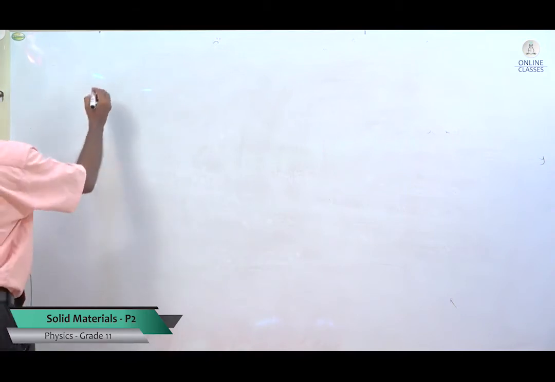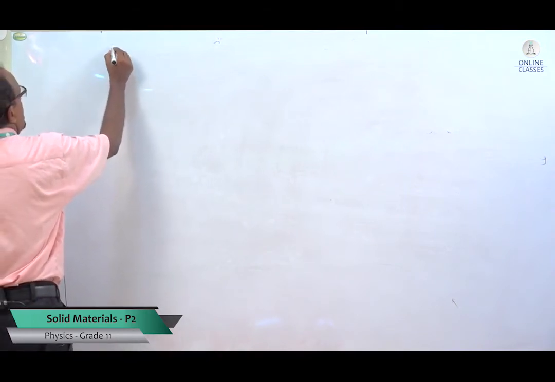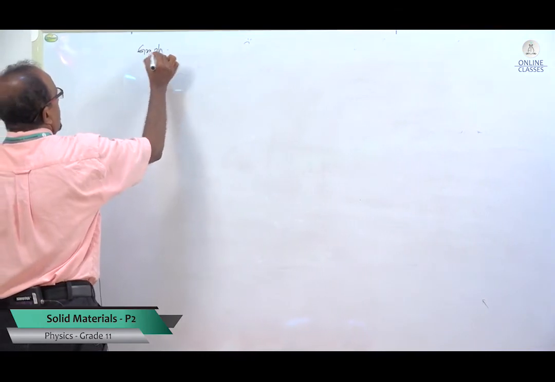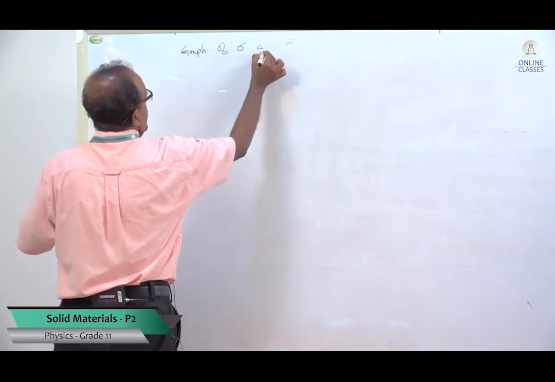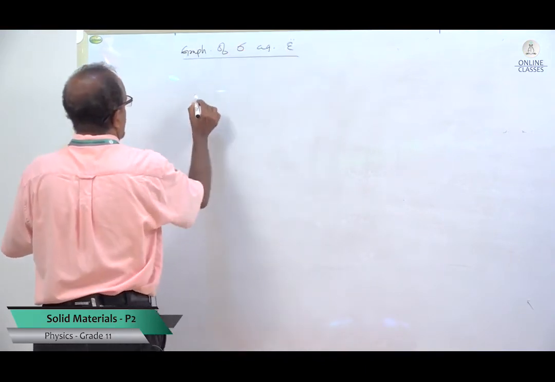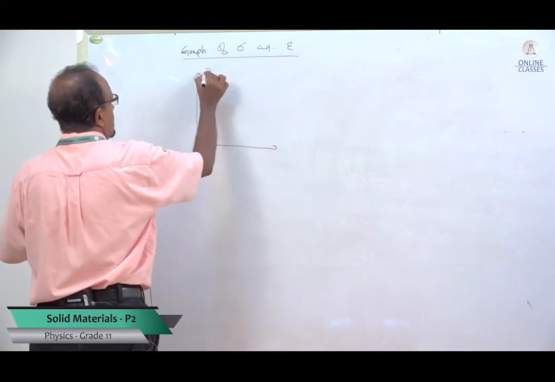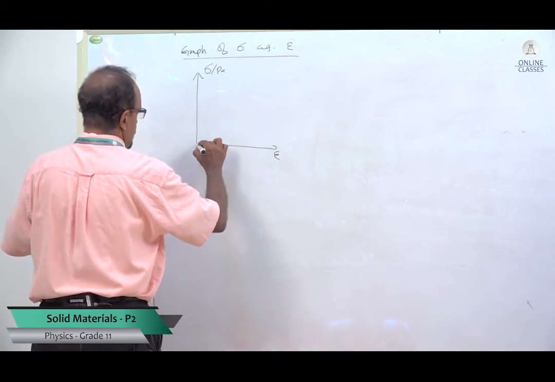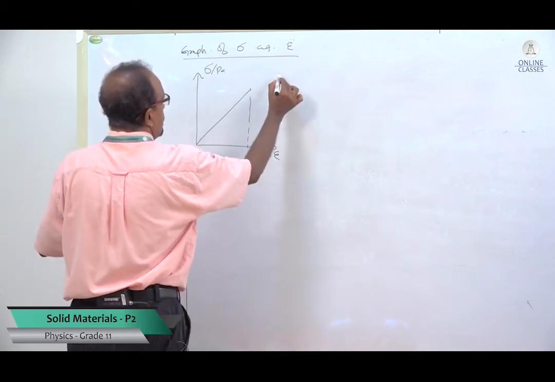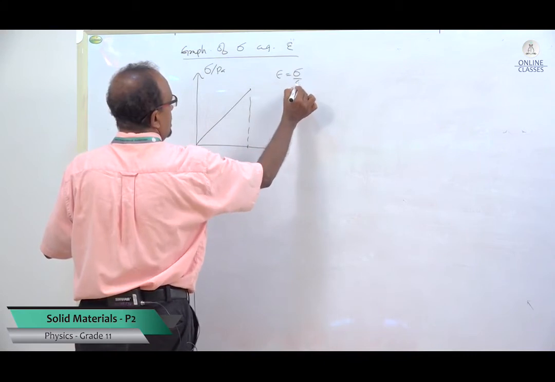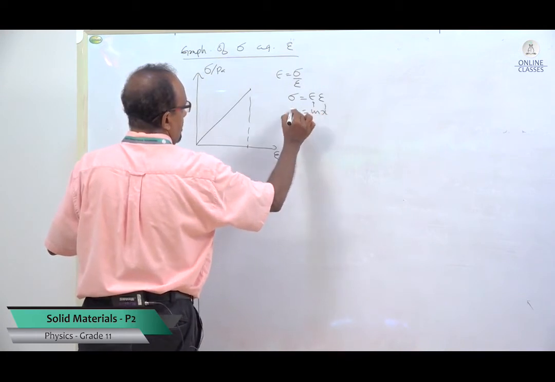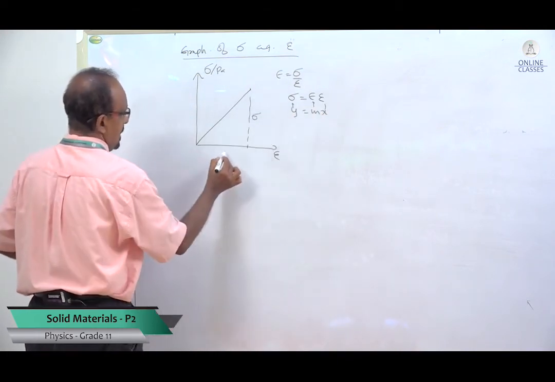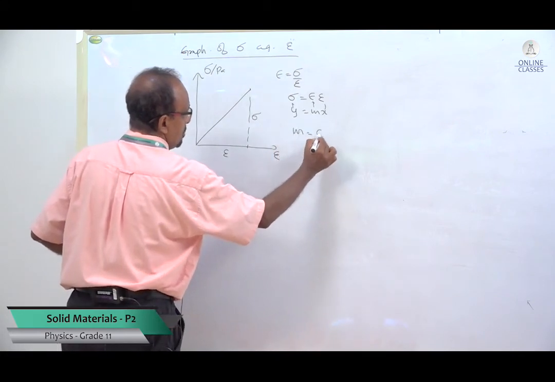Now, students, I am going to explain. We have learned from the graph, I will go to this graph again, of sigma against epsilon. Sigma is in Pascals, epsilon has no units. This graph we have drawn using this equation: sigma equals E epsilon. This is y equals mx, where this is sigma and this is epsilon. The gradient gives Young modulus.